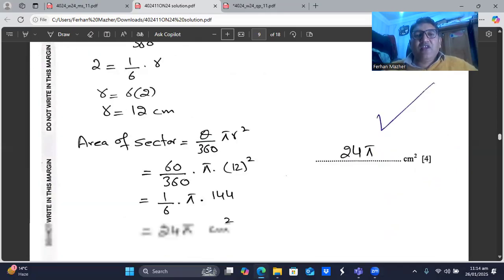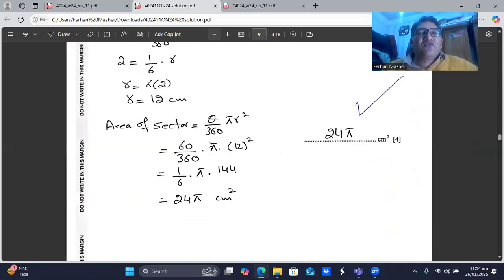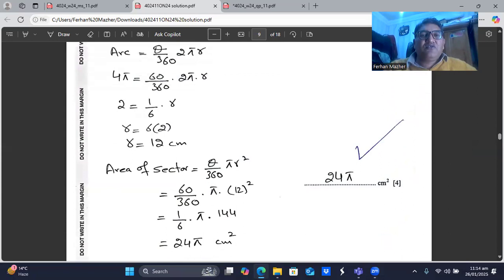We can find the area of the sector. The area of the sector is theta by 360 pi r squared. So it will be 60 by 360 pi into 12 squared. So that is 1 by 6 multiplied by pi multiplied by 144. And that will be 24 pi. So now you can see the whole question.